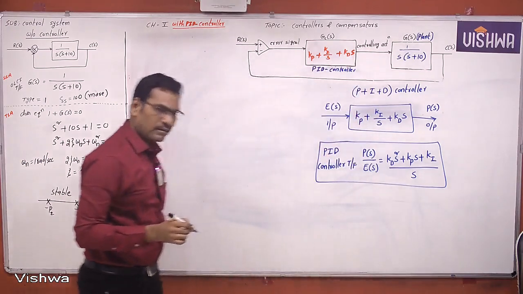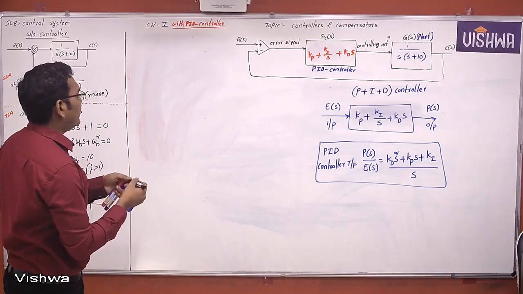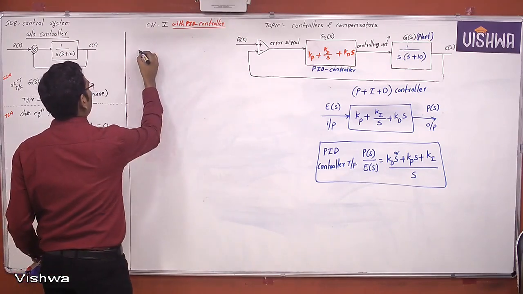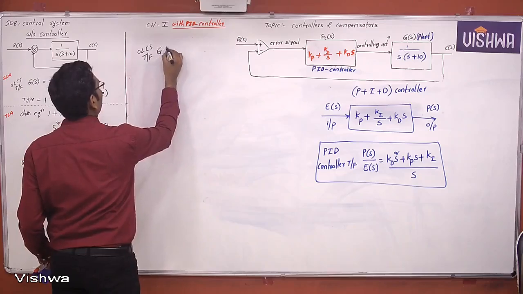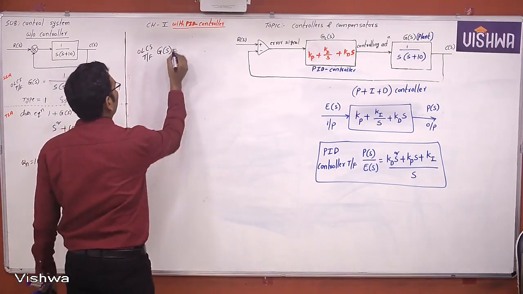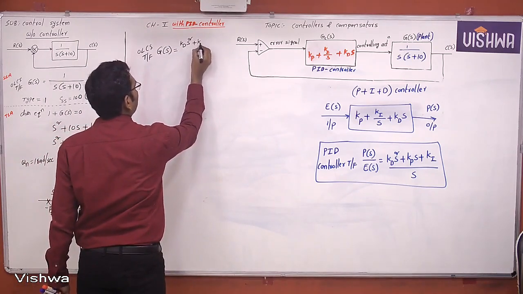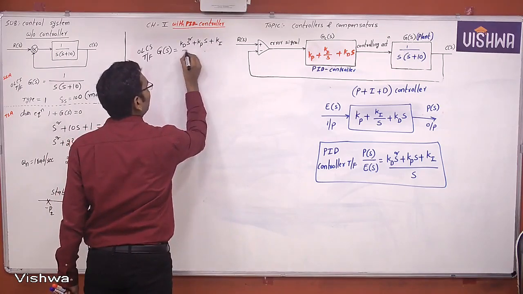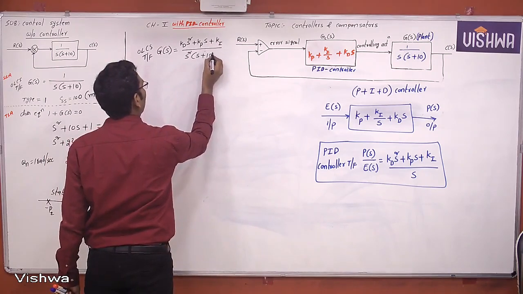Now this is the PID controller, right? Now see here, with the PID controller, this is without a plant. Now with the PID controller, what is the open loop control system transfer function? The open loop transfer function G(s) is equal to (Kd s² + Kp s + Ki) / (s · s²(s + 10)).